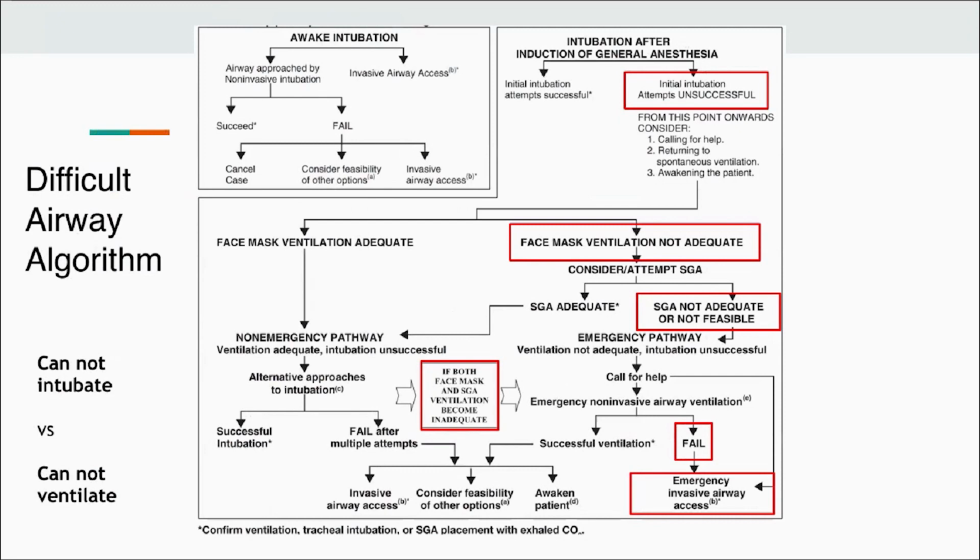But if you go down one level in the red box, this is where face mask ventilation becomes inadequate. And this is when we really can get ourselves into trouble. So you see the acronym SGA, which stands for supraglottic airway. And this is where the LMA or the supraglottic airway really comes in to help and can be life-saving. And so that was typically our first choice if we can't intubate and then we also can't mask ventilate.